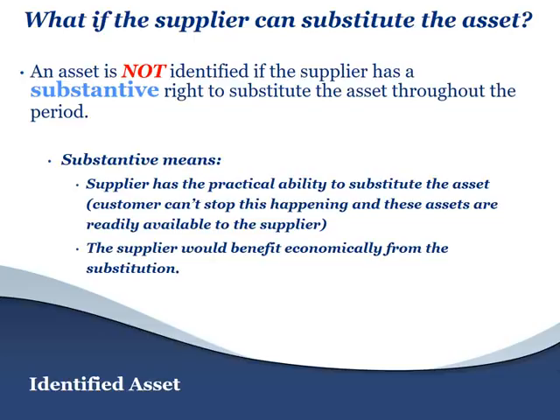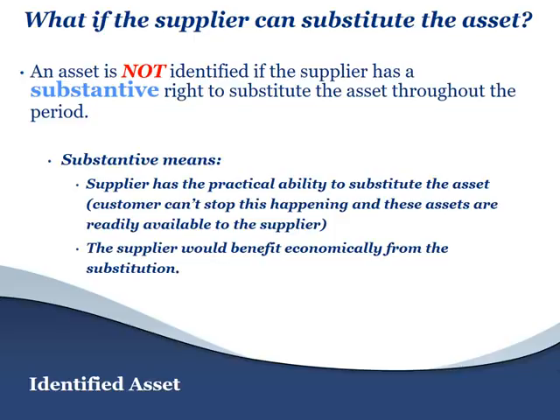during the lease term. Now, what substantive effectively means is that the supplier has the practical ability to substitute that asset and the customer can't stop that happening. Okay. It also says that the supplier would benefit economically from the substitution.